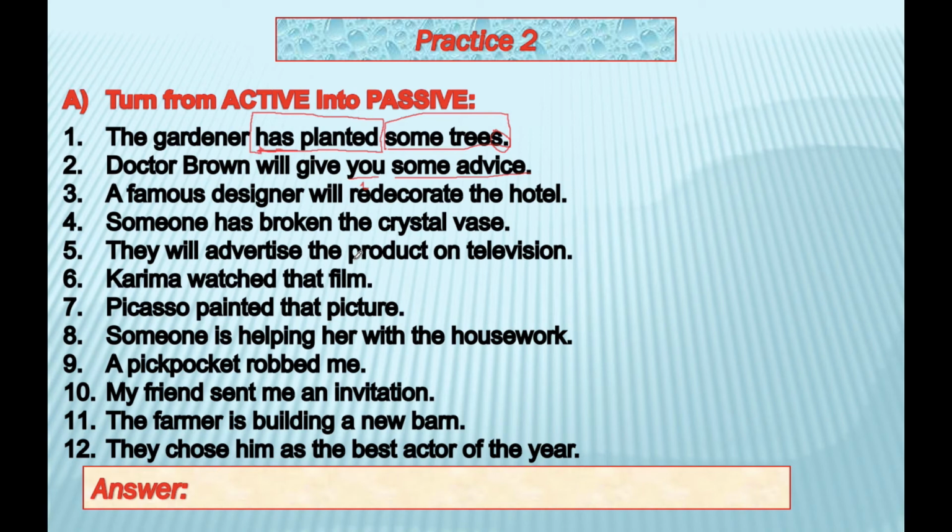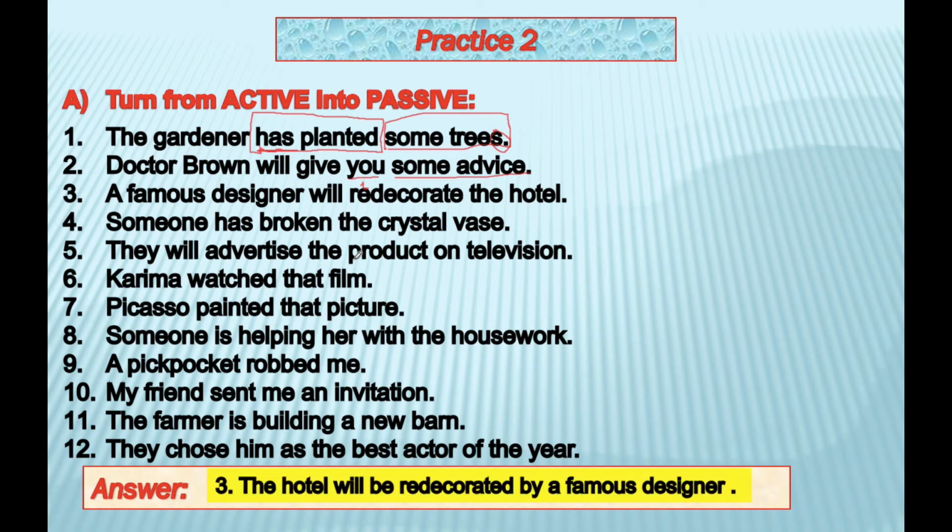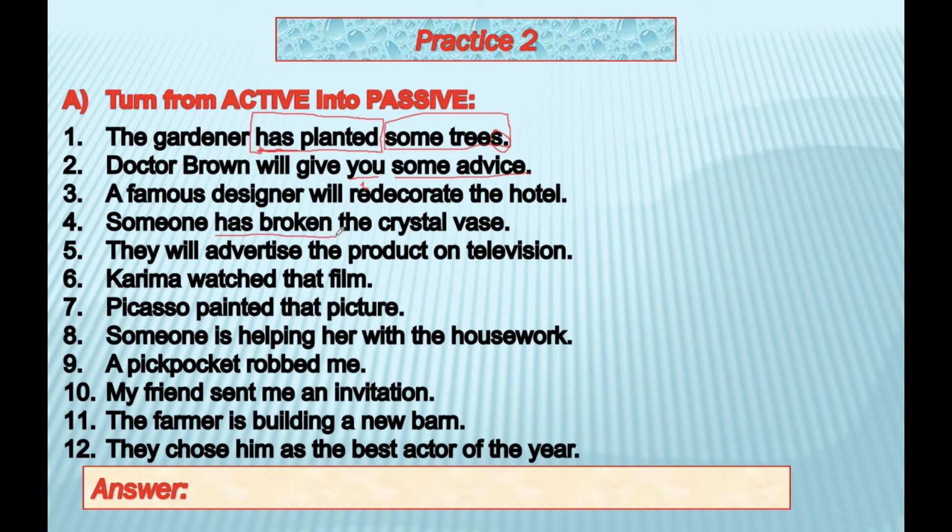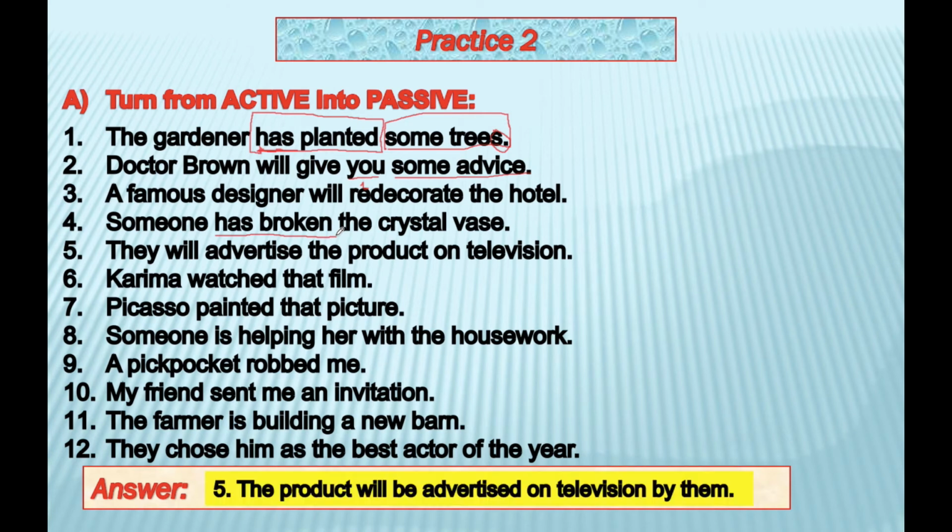A famous designer will redecorate the hotel. This is easy. The hotel will be redecorated by a famous designer. Someone has broken the crystal vase. The same thing. I would like you just to focus on the first verb and make the change easier. The crystal vase has been broken by someone. Number 5. They will advertise the product on television. Great. So the product will be advertised on television by them.